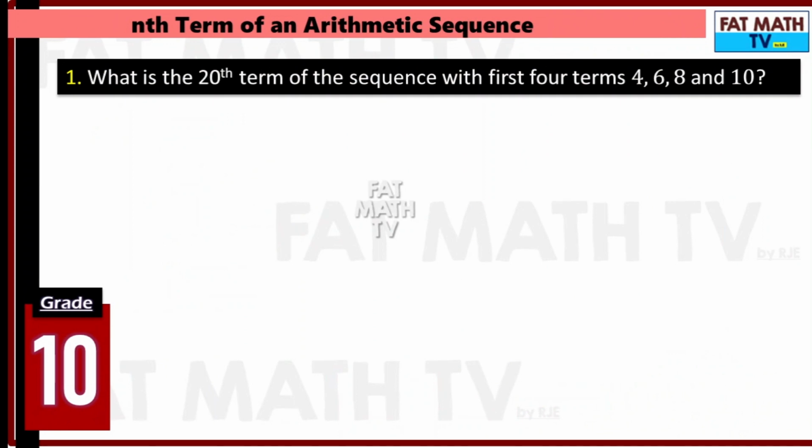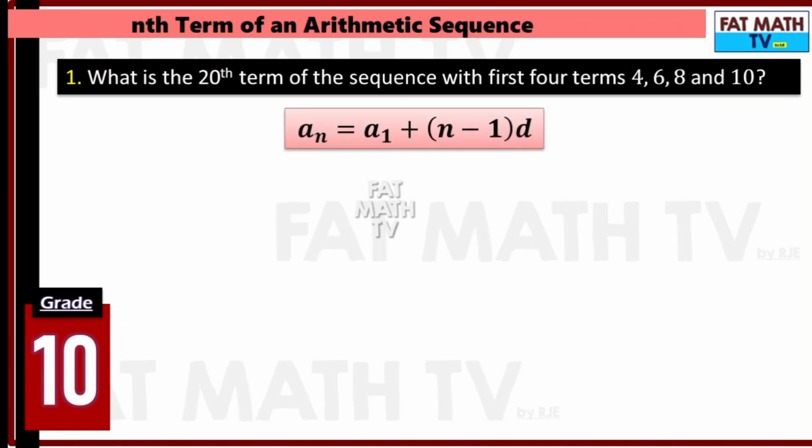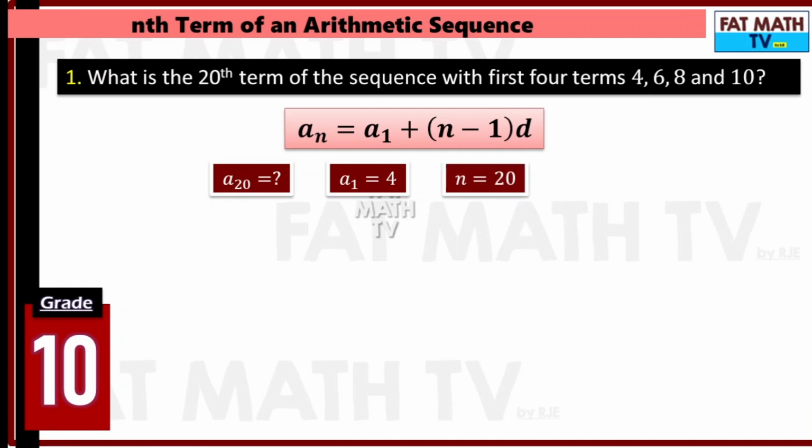Okay, let us use the formula to answer the following items. Number 1, what is the 20th term of the sequence with first 4 terms 4, 6, 8, and 10? What's important? We need to know in the formula the n, the d, and the a sub 1. So in this given, a sub 20 is what is asked because that's the 20th term. A sub 1 is the first term, which is 4. And the n is 20 since it's the 20th term. And the common difference is 2.